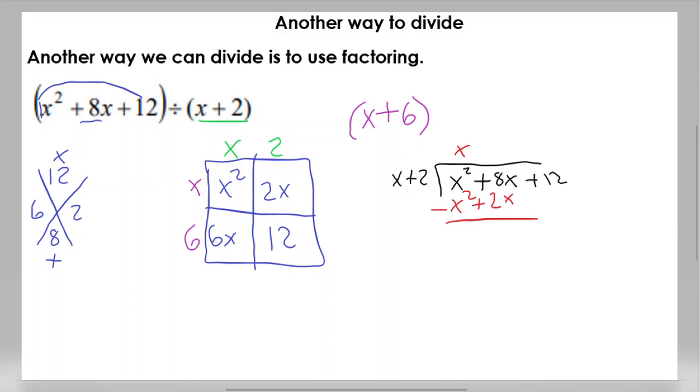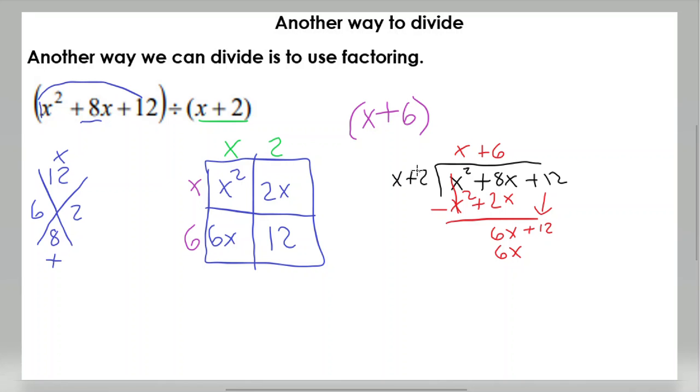And then I would subtract, right? X squared minus x squared cancels out. 8x minus 2x is 6x. Right? And then I would go on. So what times x gives me 6x? Well, that would be 6. 6 times x is 6x. Oh, I forgot to bring down the 12. So let's bring down the 12 first. Sorry, should have done it earlier. We all make mistakes, right?